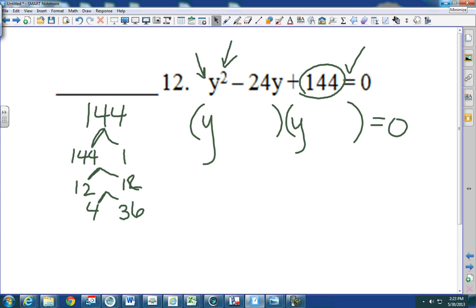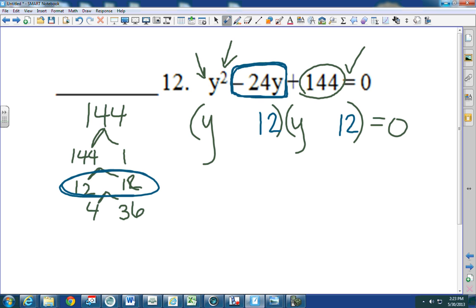Now, I immediately know that somehow I need to make a negative 24. I need to make that number out of the factors of 144. Well, I know that I can make negative 24 out of a 12 and a 12. So I'm going to put a 12 here. I'm going to put a 12 here. I need 144 to be positive, but I need my 24 to be negative. So there's an easy solution to this one: negative, negative.